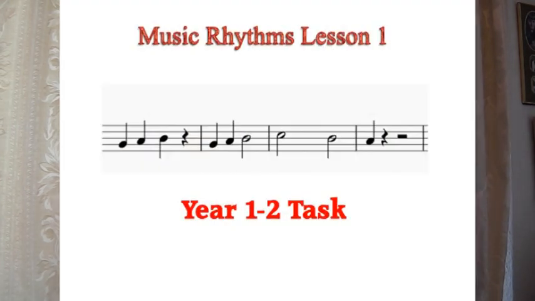So the year 1 and 2 task is up first. You'll see there's a 4-bar phrase on the screen. So there's 4, but you can see the bar lines are the lines in between. So that shows you where the bars are. Don't worry too much about that, but there's a 4-bar phrase there on the screen, and there are 1, 2, 3, 4, 5, 6, 7, 8, 9 different notes.